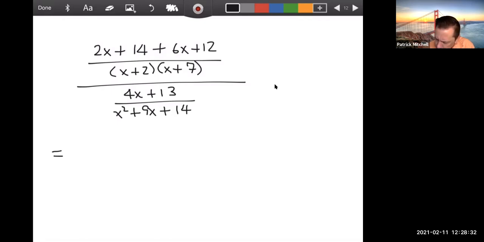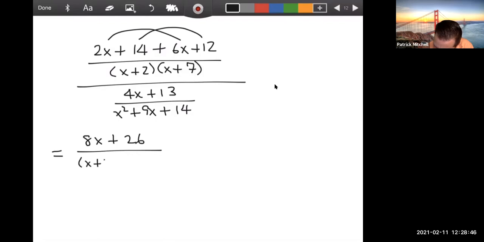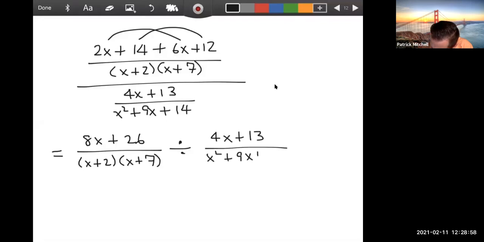Notice I also have some like terms up here, which I will go ahead and combine. So instead of writing 2x plus 14 plus 6x plus 12, I'm going to write 8x plus 26 over x plus 2, x plus 7. And that is divided by 4x plus 13 over x squared plus 9x plus 14. Almost done. All right, change that into a multiplication problem.